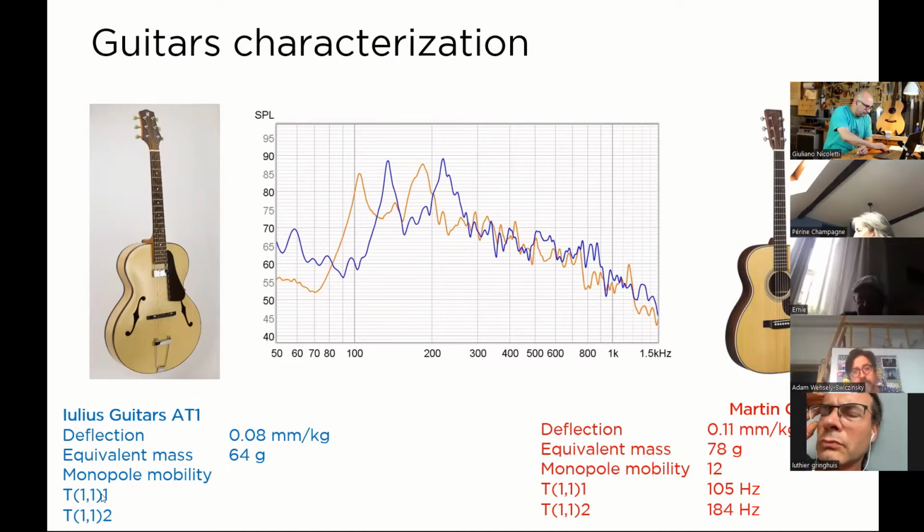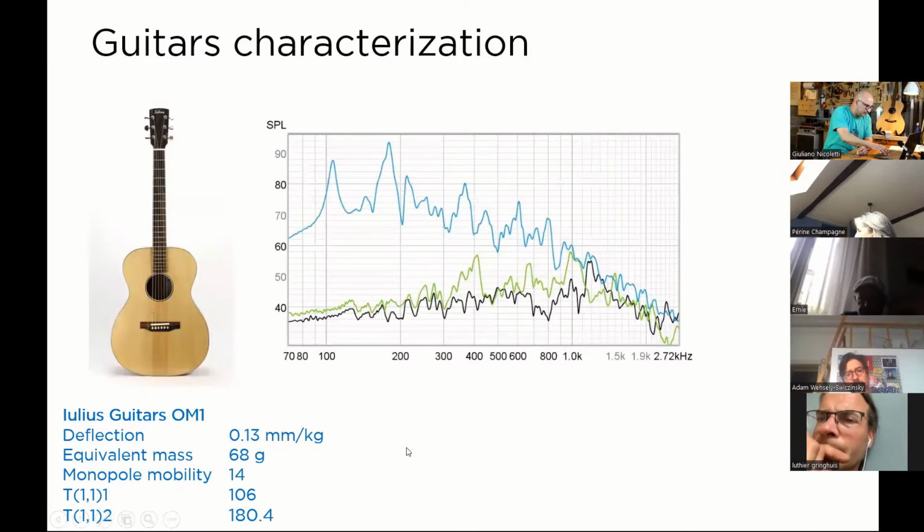And just to finish, I have a last slide where I compare. In blue, I have this guitar, which has a very good equivalent mass. It's 68 grams, this is an X-braced guitar. So also, if you stay on the tradition, you can build very, very nice guitars, quite responsive also.